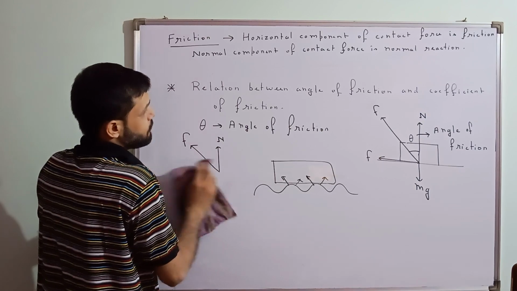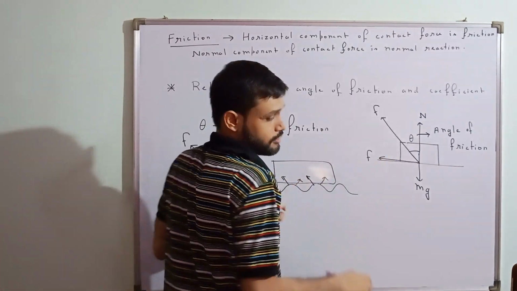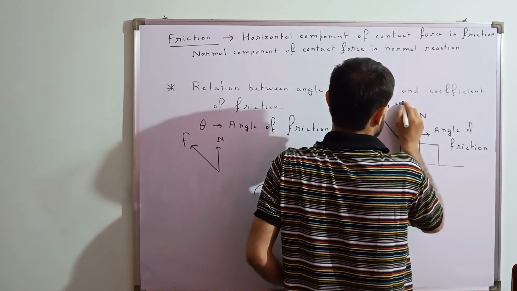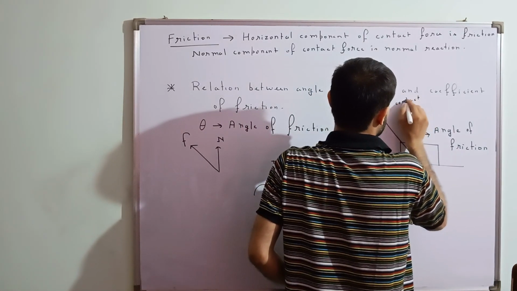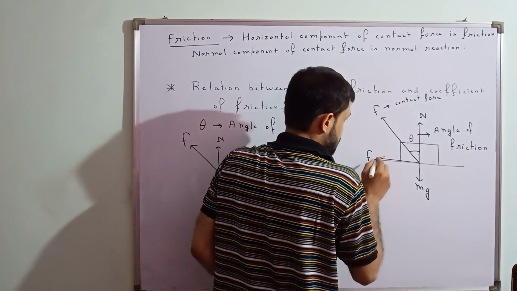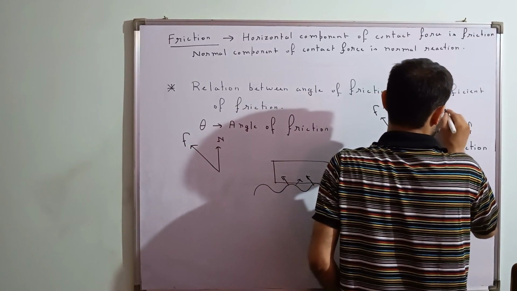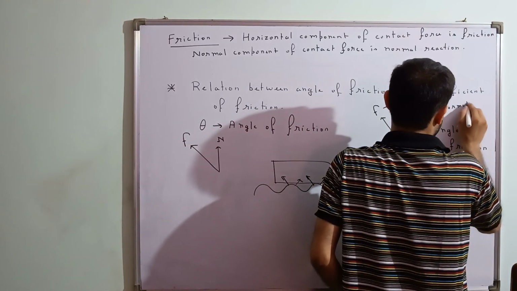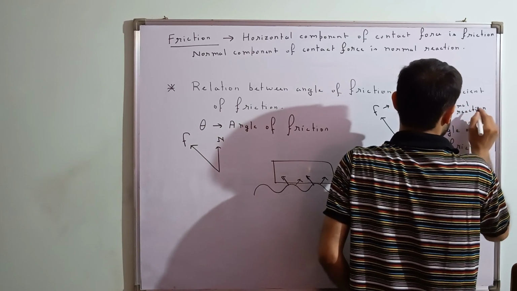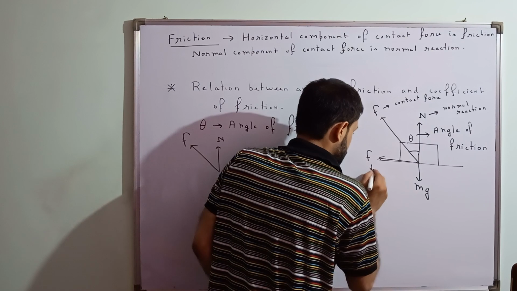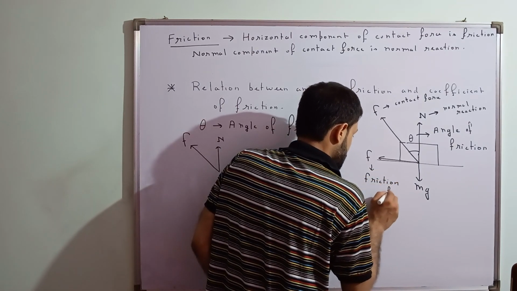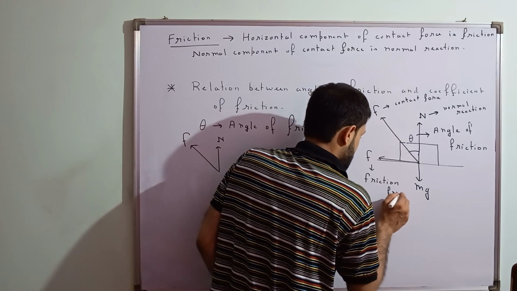Okay. So we have drawn this diagram over here. This is the contact force. You can write it over here. This is the contact force, basically. This is the friction force which is coming, and this is normal reaction. This is normal reaction, and this is friction force. So this is the basic idea.